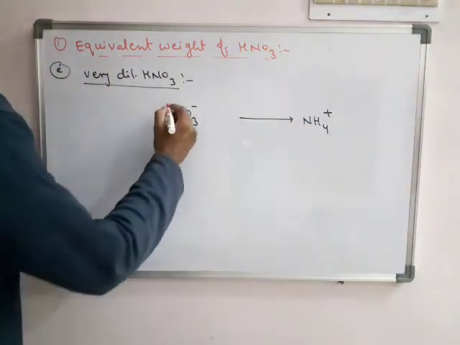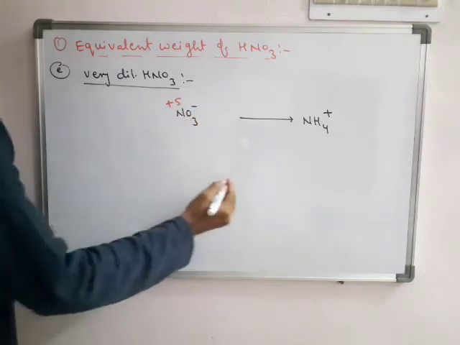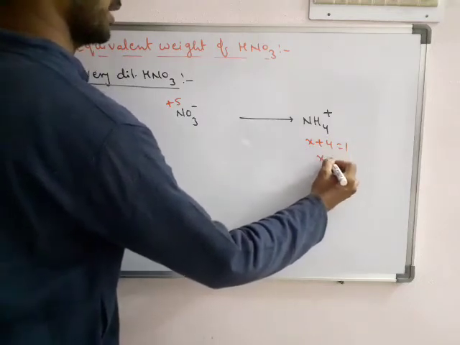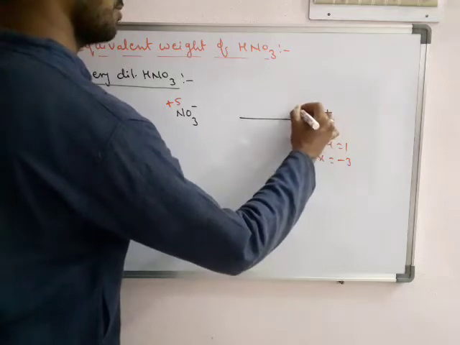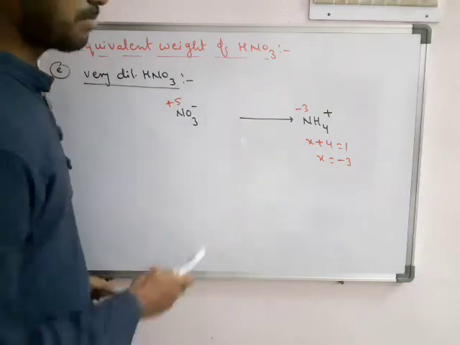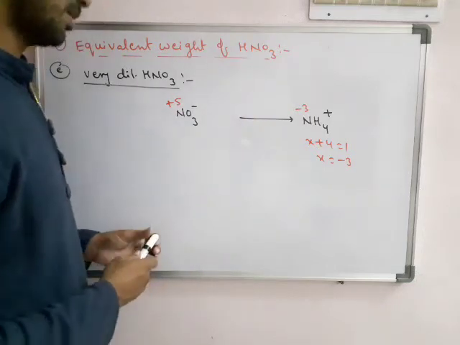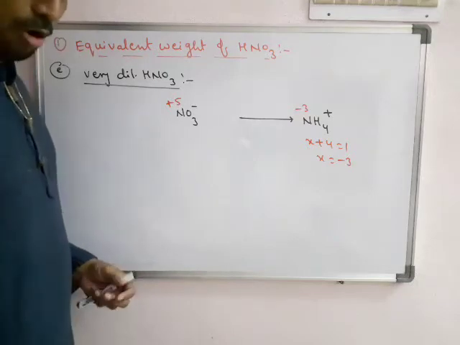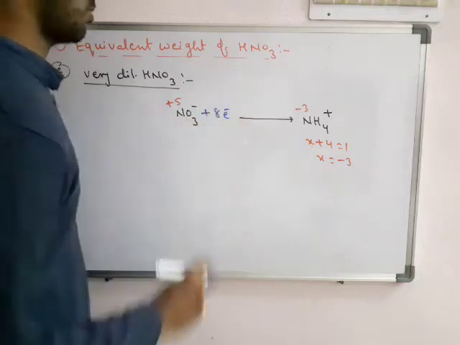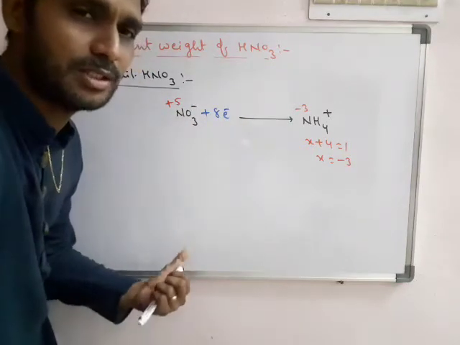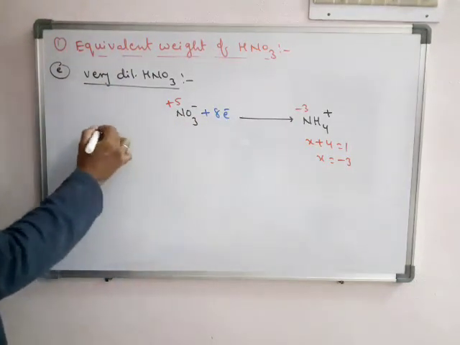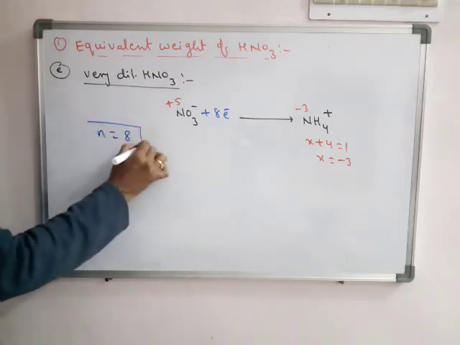So what are the oxidation numbers? Here nitrogen is plus 5, already calculated. Here what is the oxidation number of nitrogen? N plus 4 equals plus 1, so N equals minus 3. Already we said nitrogen shows many oxidation states. Here N plus 5 becomes N minus 3, meaning the oxidation number decreased a lot. So by taking 8 electrons, meaning in this reaction nitrogen got 8 electrons from the other species. Therefore the n factor is equal to 8.